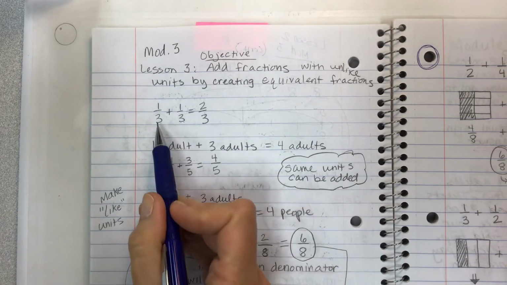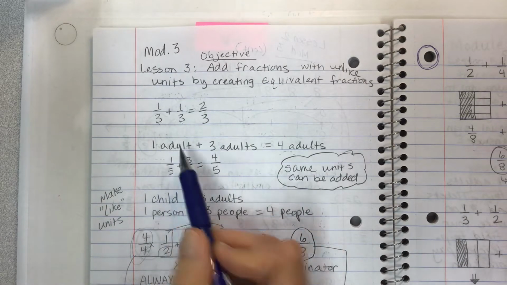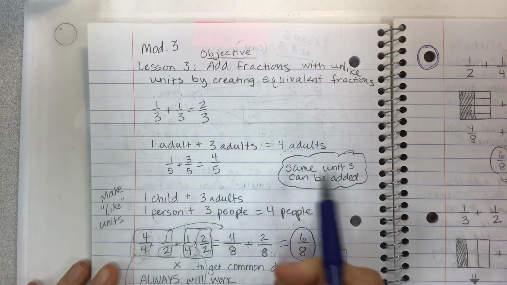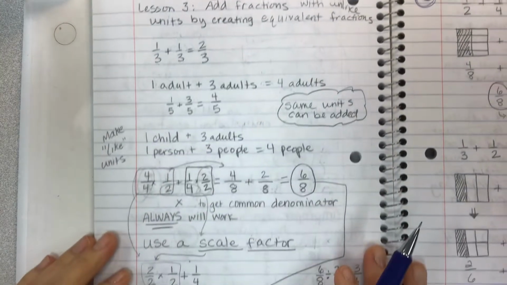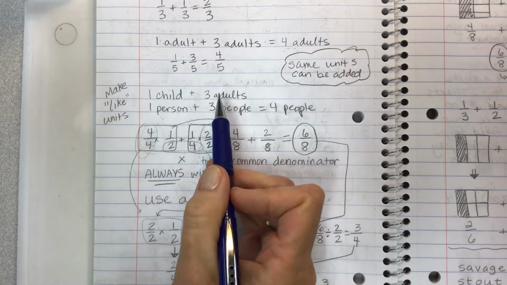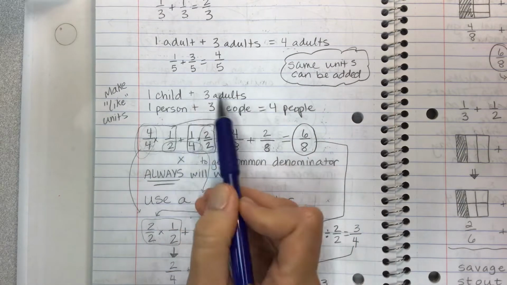Because basically this is a label, okay? It's like if I said I have one adult and then I'm going to add 3 adults, then we know we have 4 adults, because the same units can be added. But let's say I have 1 child and 3 adults, and you might think, oh, well, is there a child rate for a movie ticket? Is there an adult rate? So sometimes it's hard to lump everybody in the same group because things can be different with this different label.